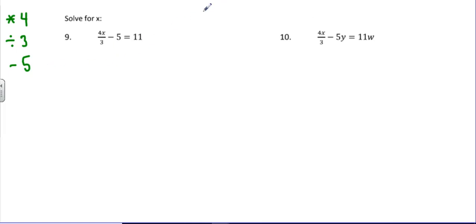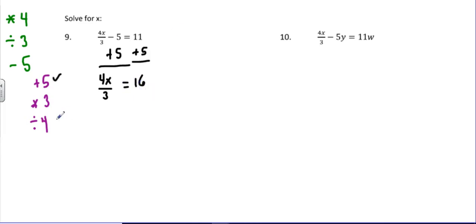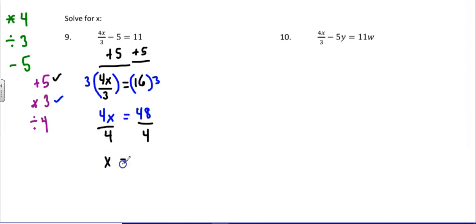So that means that the order of what I need to do to solve this equation is I need to add 5, multiply by 3, and then divide by 4. So I'm going to start by adding 5 to both sides of my equation. So I have 4x over 3 equals 16. Next, I'm going to multiply by 3 on each side of my equation. We get 4x equals 48. And then the last thing I'm going to do is divide by 4 on each side of the equals sign, and I get x equals 12.